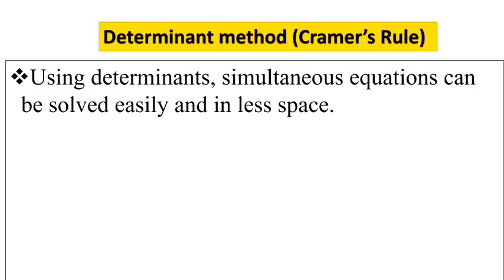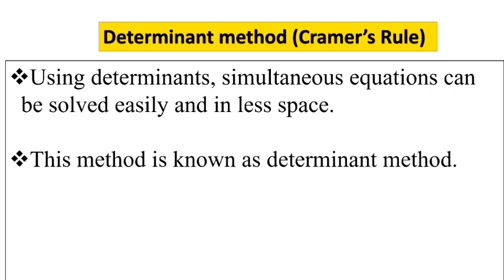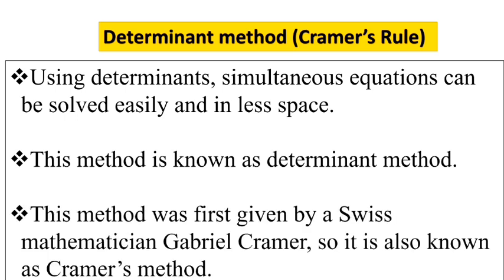Now we will see the determinant method, which is also called Cramer's rule. Using the determinant, simultaneous equations can be solved easily and in less space, so we are using this method. This method is also known as the determinant method. This method was first given by a Swiss mathematician Gabriel Cramer, so it is also known as Cramer's method.